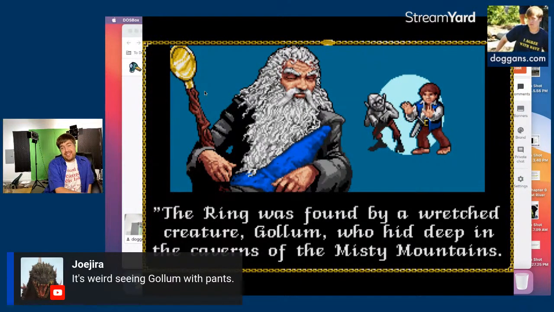Gollum with pants. There was no real consistent idea of Gollum's clothing before the movies. I remember seeing at least one painting before the movies that showed a fully nude Gollum, with his back just kind of to the camera, I guess. So a bare butt Gollum, which is not an unreasonable assumption because he's not described as wearing clothing.